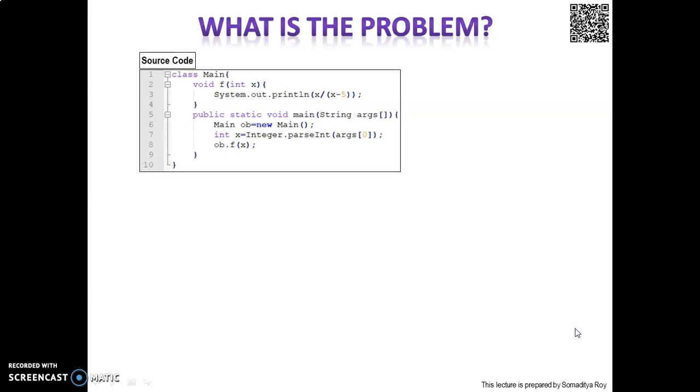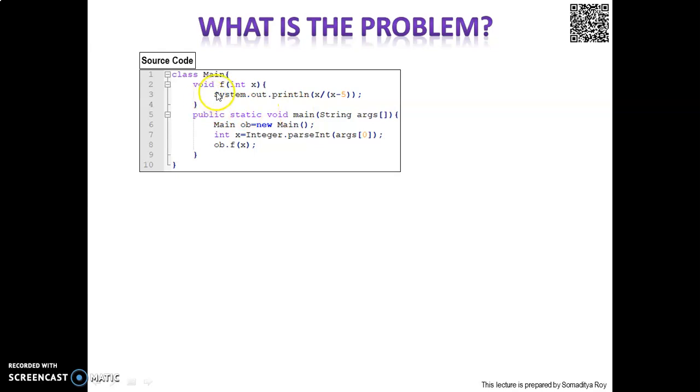Just try to recall that we talked about a function which is f of x is equal to x divided by x minus 5. So we will try to reconstruct that function with the help of a main to understand the try-catch block further. So here we construct a method which is f, and it takes an integer and does the calculation x divided by x minus 5 and gives you the output.